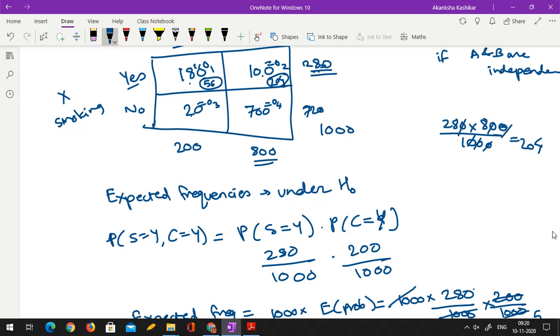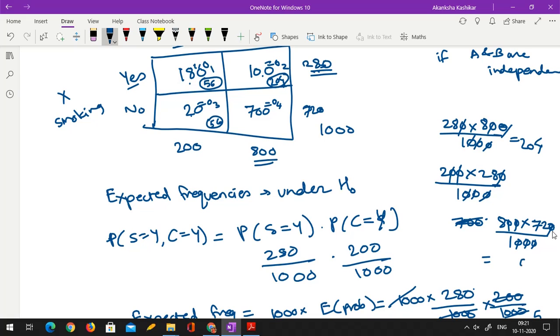Then for this we will have 200 into 280 divided by 1000. So this is 56 here, and the last cell would be 800 is the total into 720 is the row total divided by 1000. So that is 576. Okay. So these are 4 expected frequencies.